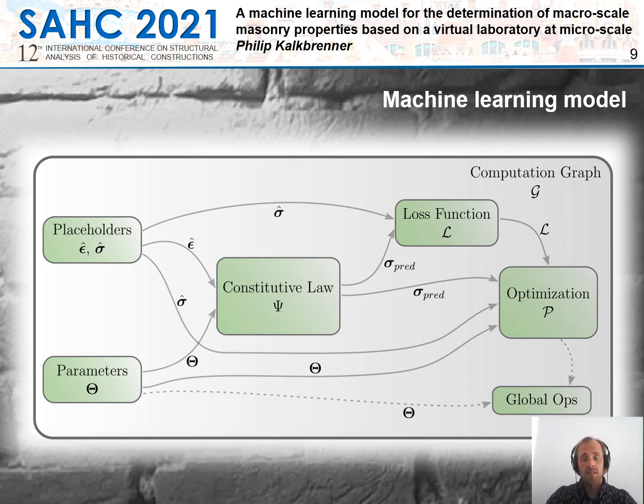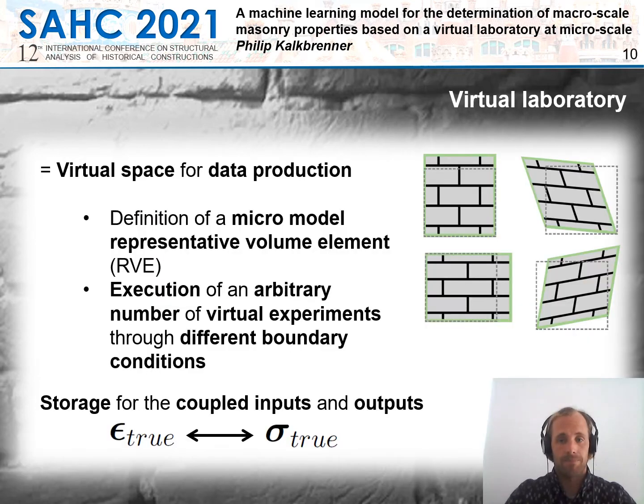So we compare both these stresses and we optimize the values so that the loss between these two stresses reaches a minimum. And when we have reached the minimum, we have a perfect constellation of our parameters. But the question is, how are we going to train this model? We need to feed our placeholders with strains and stresses, and that is how we are going to produce them.